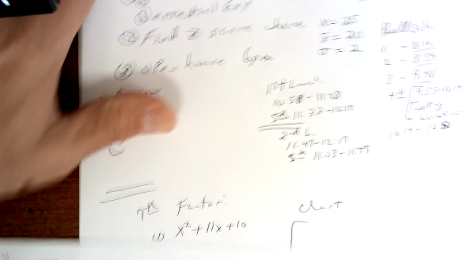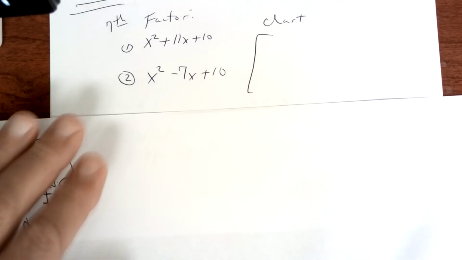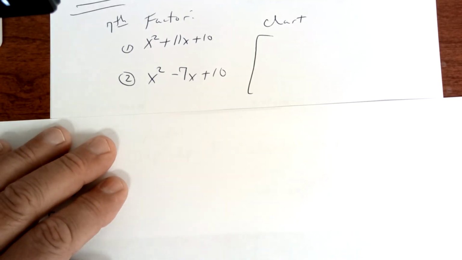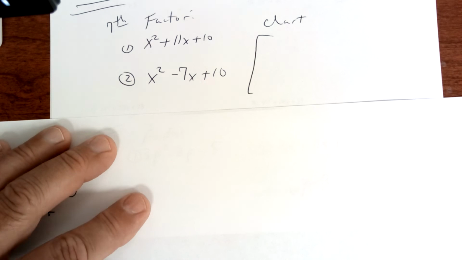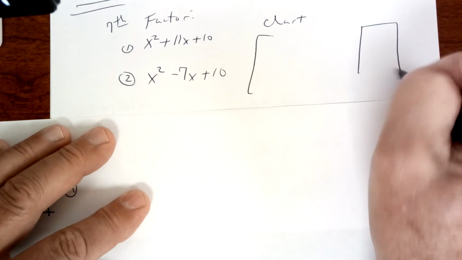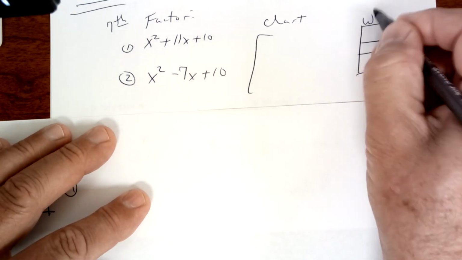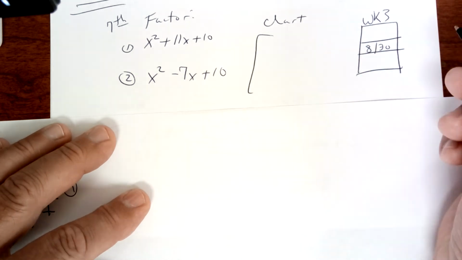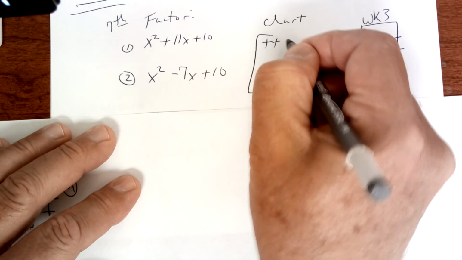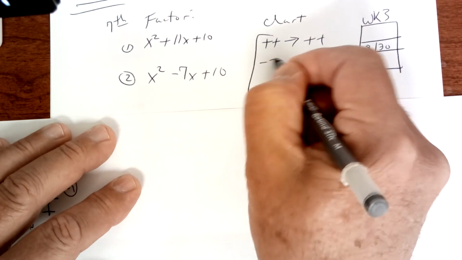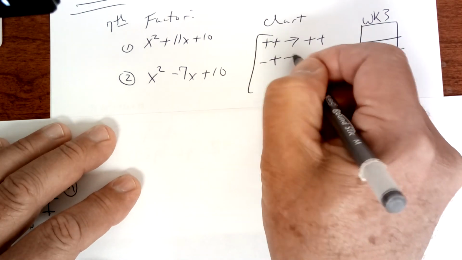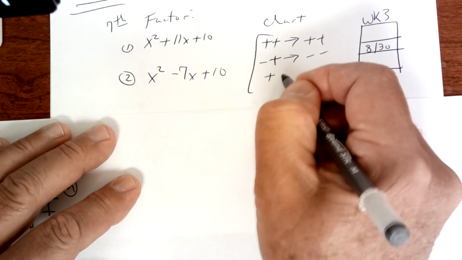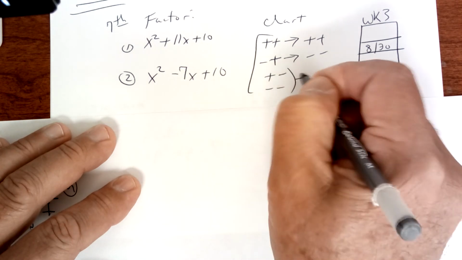Let's talk about the 7th period class. Today is week 3, and it's 8:30, so it goes in the middle. The chart is 2 pluses will give you 2 pluses. A negative and a positive will give you 2 negatives. A plus and a minus, or a minus and a minus will give you a plus and a minus.